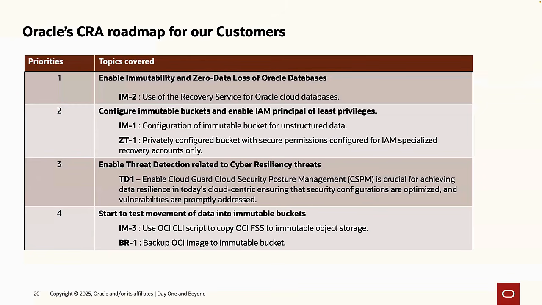Number two, after getting your databases protected, create an immutable bucket, create that vault, set up the IAM principles of least privilege, and lock it down. Number three, enable your cloud security posture management tools if you haven't done that already. If you need help, we can help you with Oracle's Cloud Guard, but there are also other third-party tools that integrate with Oracle and can help you with this as well.